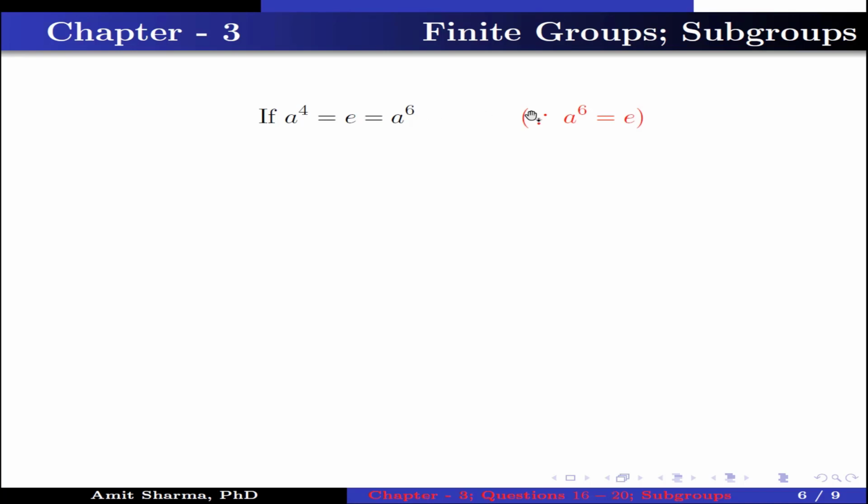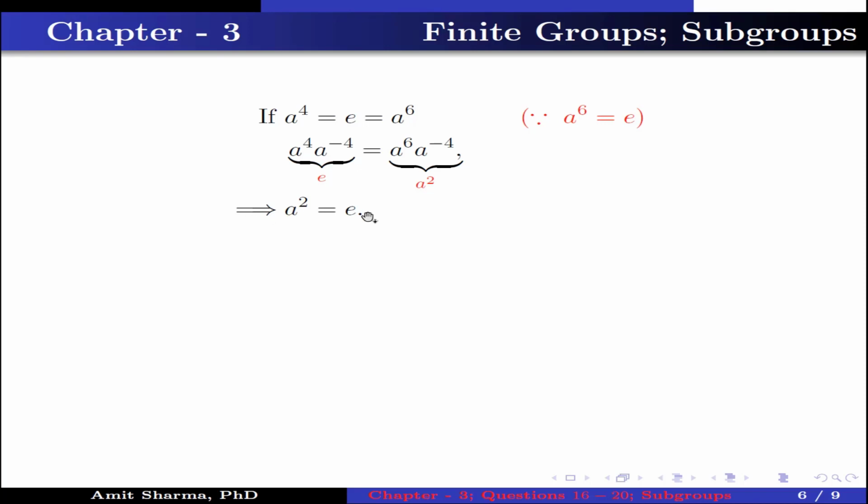Why is it so? Because A to the power 6 is equal to identity. Now multiply A to the power minus 4 on both sides, we get A to the power 4 into A to the power minus 4 is equal to A to the power 6 into A to the power minus 4. This is simplified as identity and this is simplified as A square. This implies order of A square is equal to identity.